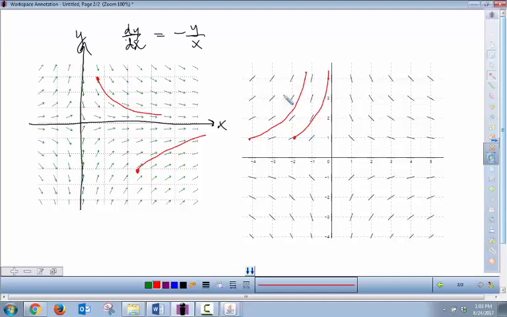I mean, all these curves are representing slopes. Right? All these lines are representing slopes. The curves that I'm drawing would represent solutions. So I can draw a lot more curves here that follow the lines as slopes, and those would all be possible solutions.